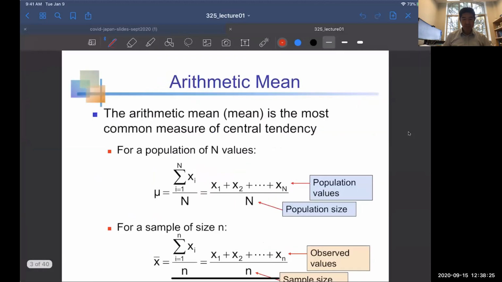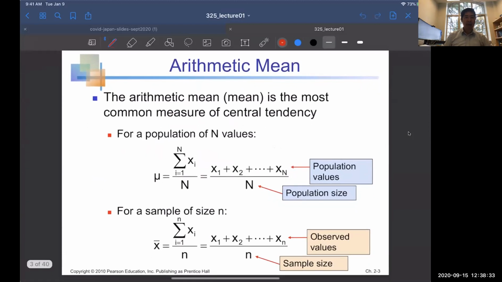So first, the arithmetic mean. Probably this is the most familiar measure of central tendency. Arithmetic mean is the most common measure of central tendency. So I'm going to think about the distinction between population and sample. For now, you keep wondering what is a population and what is a sample. Later, we're going to be a little bit more explicit about this.